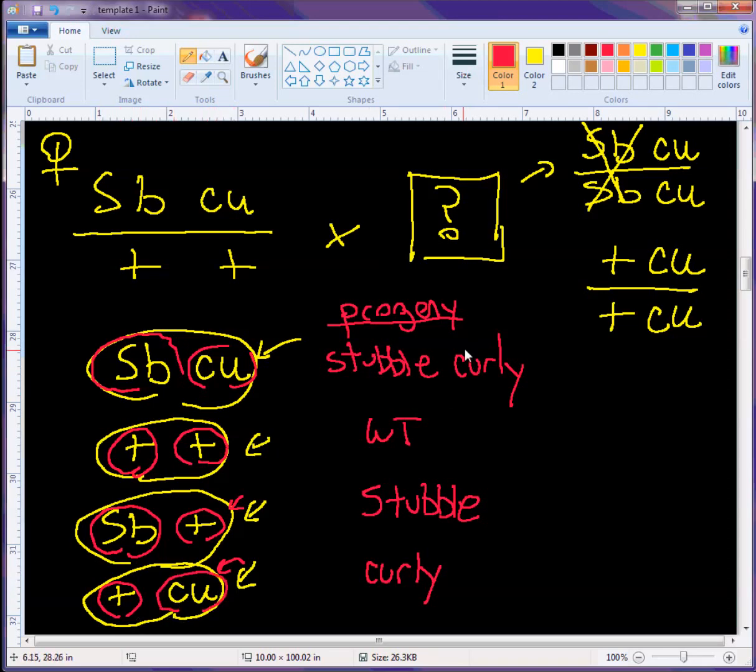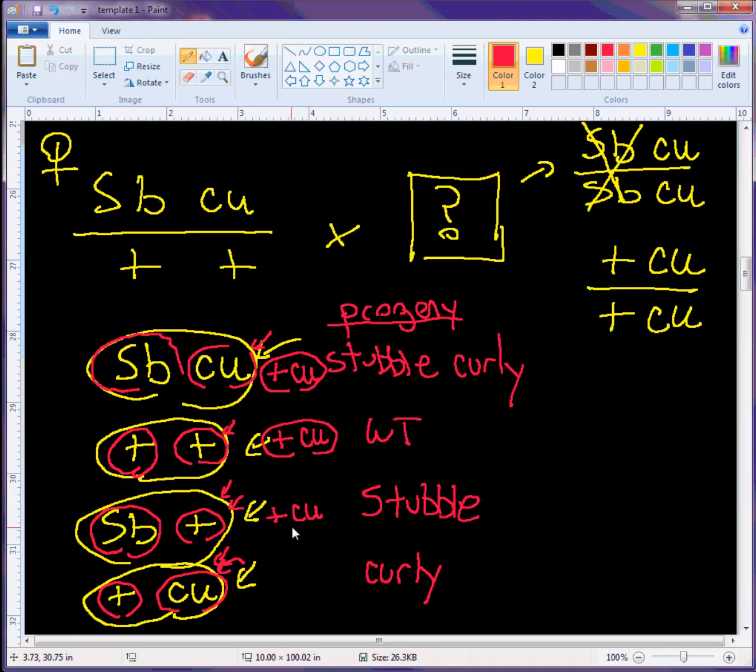So just by counting up the numbers of flies with these different phenotypes, we will know how many of the eggs had these particular genotypes. But we have to choose a male that has a genotype so that when we fertilize these eggs, these phenotypes come through. So we chose a +CU male. The +CU male only has one type of gamete.